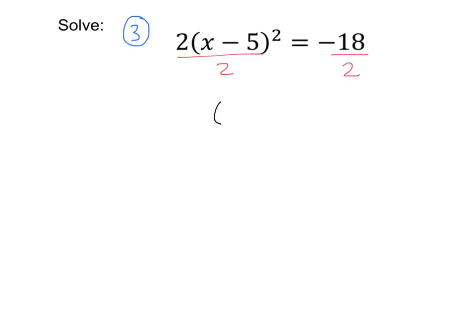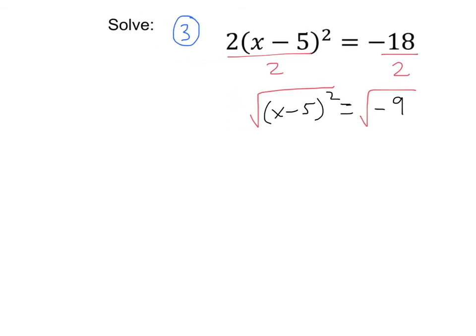That's going to get me x minus 5 squared on the left, and I'm going to have negative 9 on the right. All right, and I'm going to use my square root again. So I'm going to square root the left side, and I'm going to square root the right hand side. All right, so the square root of negative 9, what's that? Let me work that off to the side.